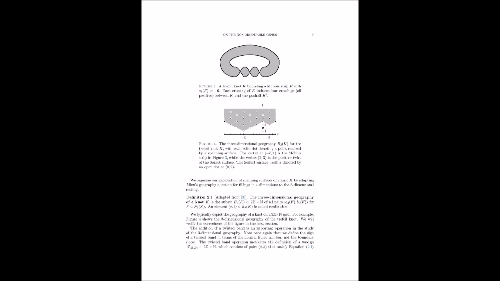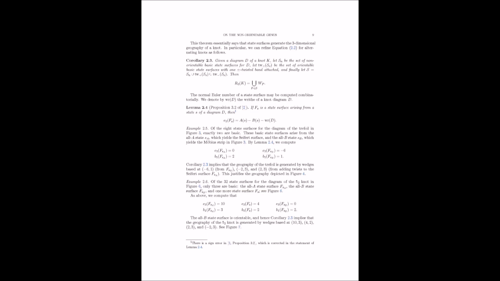And how do you turn those circles into a surface? Well, you fill in all the circles with flat disks, and then where the original crossings were, you put in little twisted bands to reconnect all the disks into one single surface. They cite a result, Theorem 2.2 by Adams and Kindred, which says that for alternating knots, these basic state surfaces generate the geography.